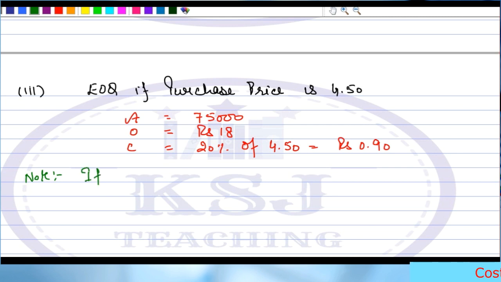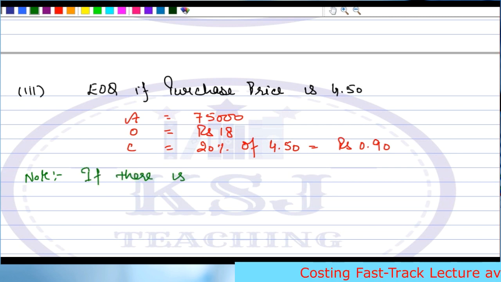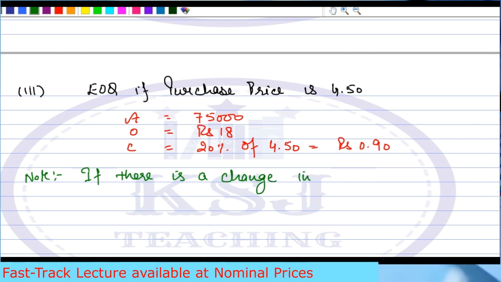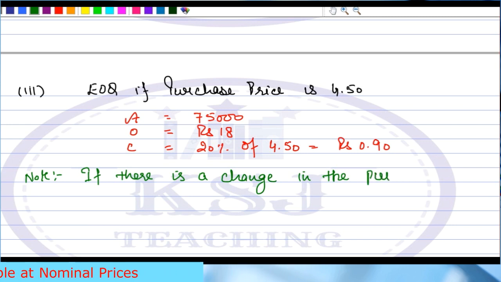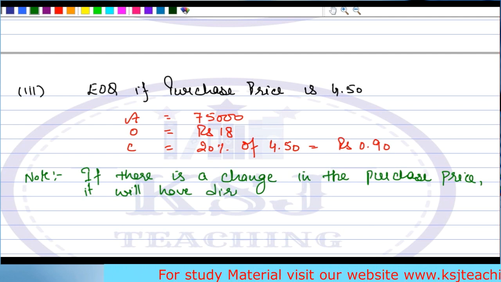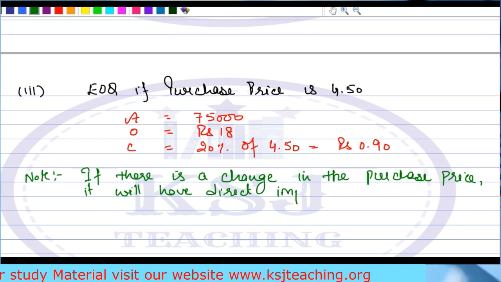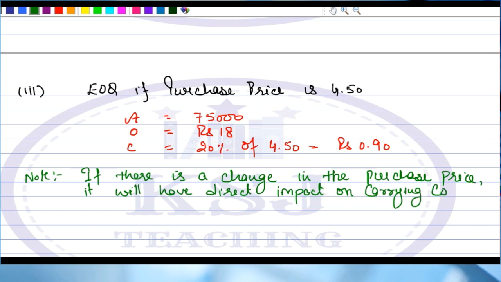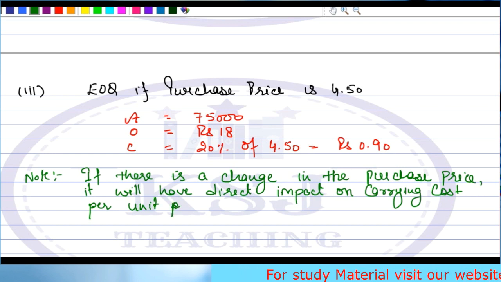If there is a change in the purchase price, it will have direct impact. It will have direct impact on what? On your carrying cost, carrying cost per unit per annum.